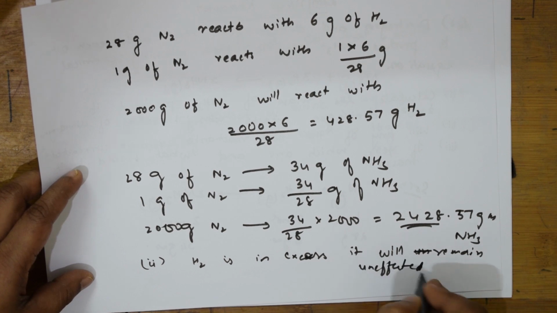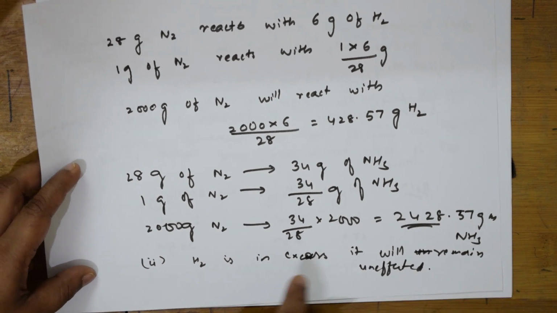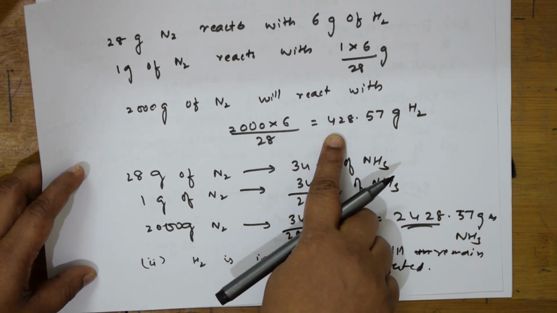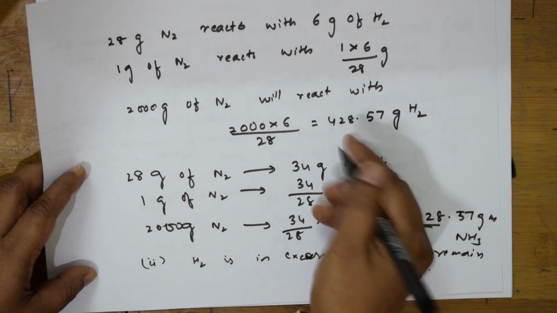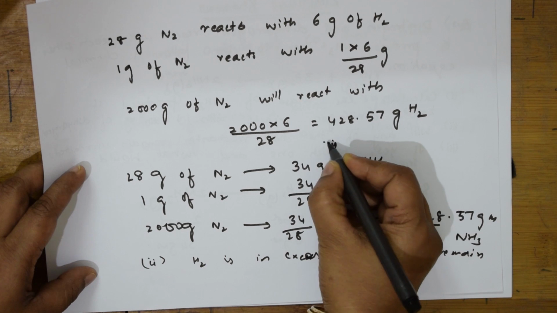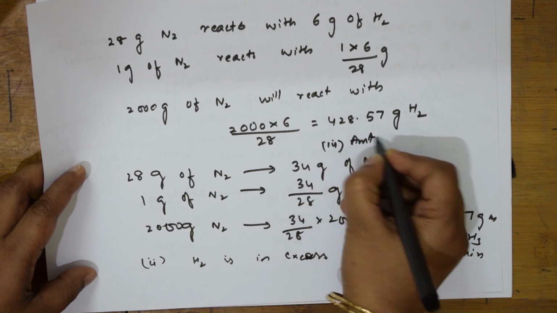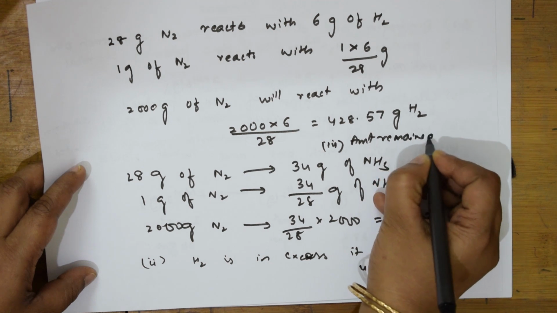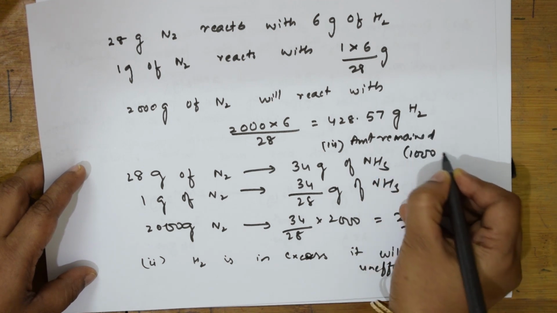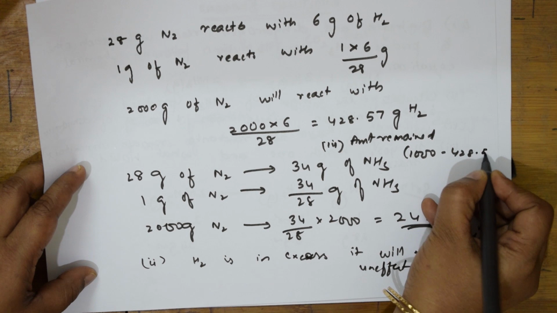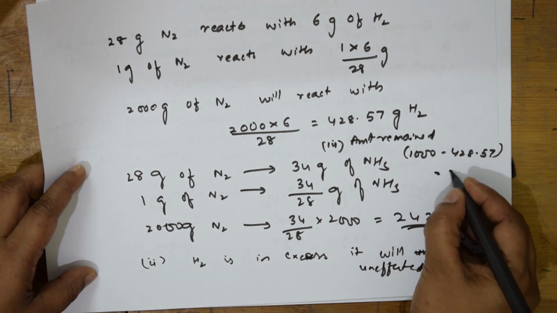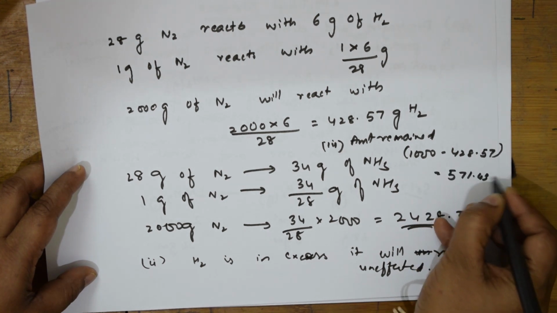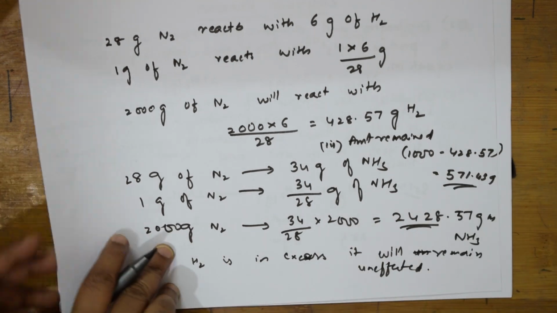Now after that, the amount of hydrogen remaining. I got 428.57 grams consumed, isn't it? So how much hydrogen remained, I write here for the third question. The amount remained unaffected is nothing but 1000 minus 428.57, which comes to 571.43 grams. That's it. So, a simple question.